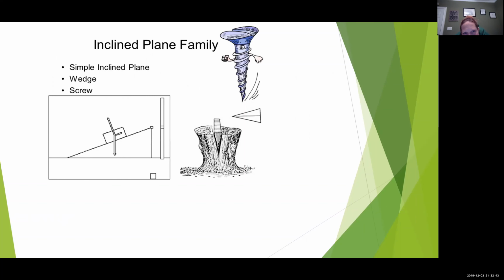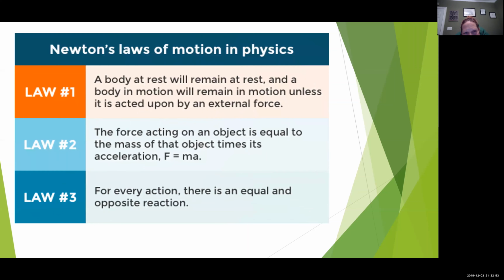The inclined plane family: inclined planes, wedges, and screws. Newton's laws of motion in physics. Law number 1: a body at rest will remain at rest, and a body in motion will remain in motion unless it is acted upon by an external force.